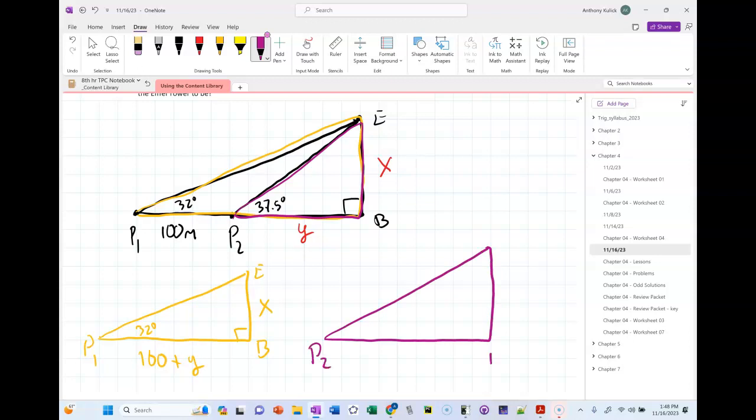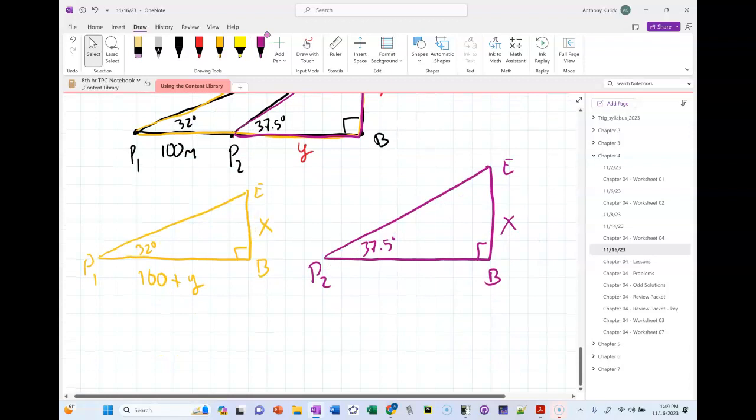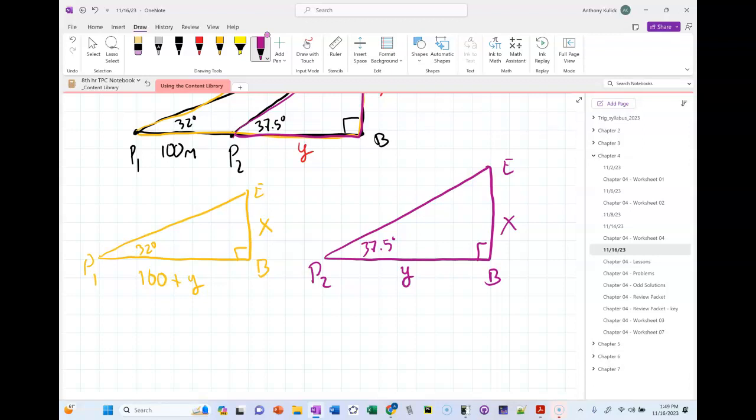I'll do the same thing with my other triangle. How far is it from P2 to B? What should I call that label? Y. Notice in both of these two triangles, I have two unknowns, right? I have an X and a Y, both that I don't know. Is everybody okay with that?